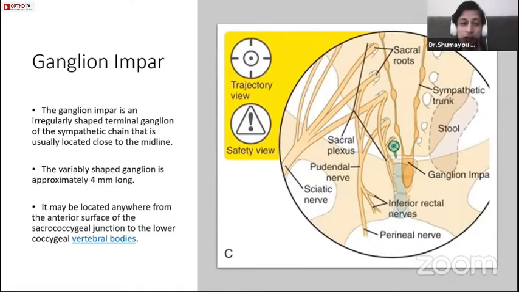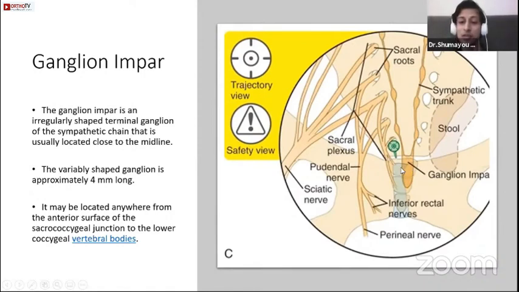The ganglion impar is an irregularly shaped terminal ganglion formed by the combination of the two sympathetic chains. It's usually located in the midline. It's variable in shape, and can be almost 4 to 5 millimeters long. It's found on the anterior surface of the sacrococcygeal joint. So here in the image you see that the sympathetic trunk is coming down on both sides, and then they combine here, at the sacrum and coccyx. Around that joint, they generally combine and form the ganglion impar.